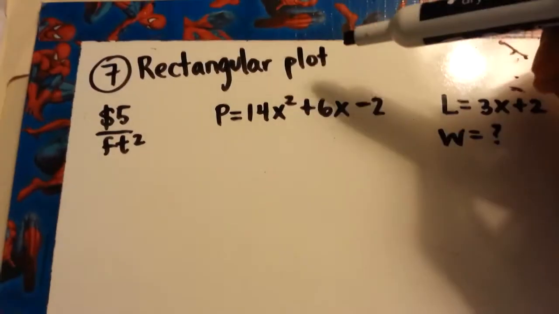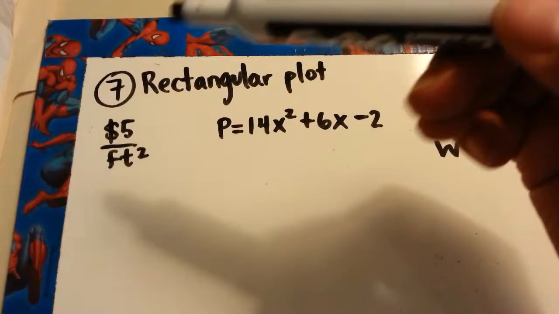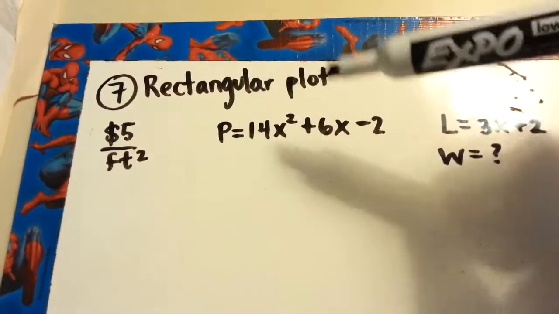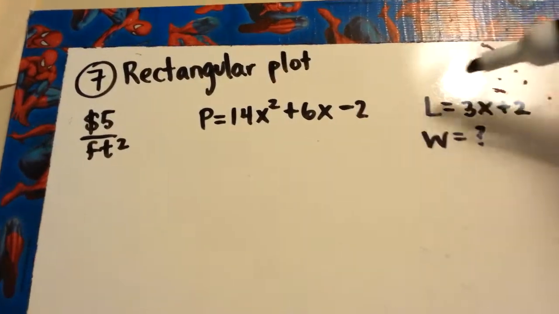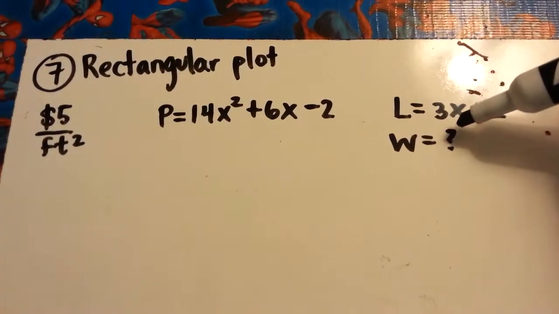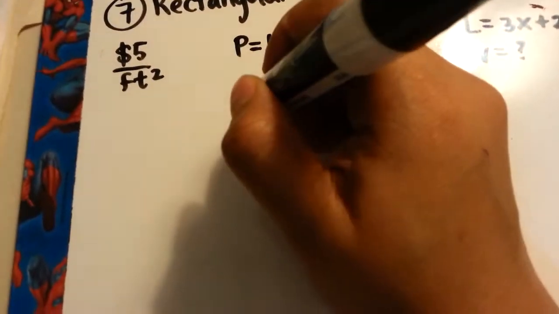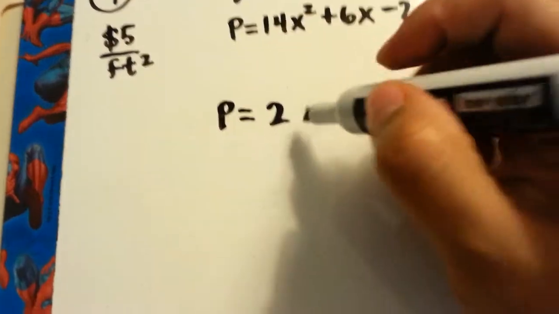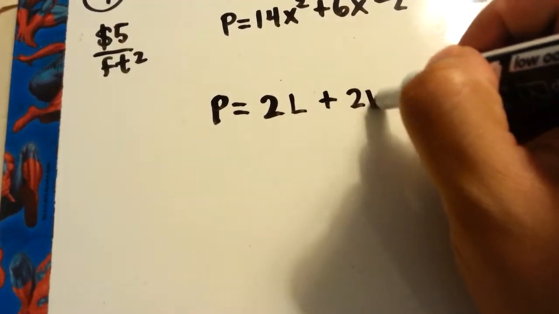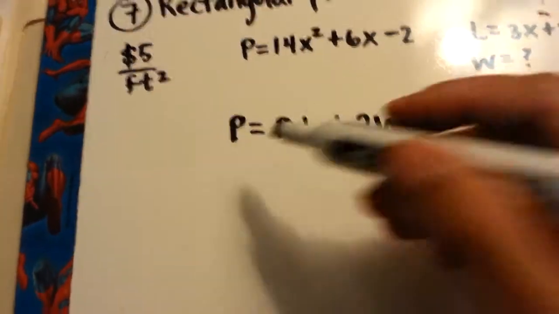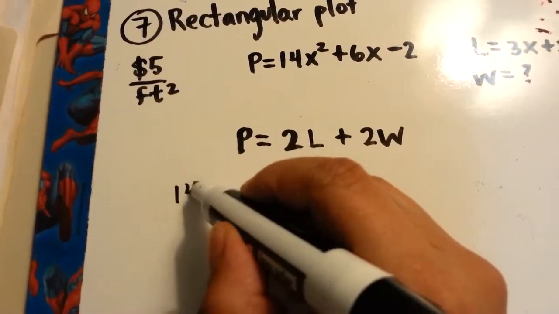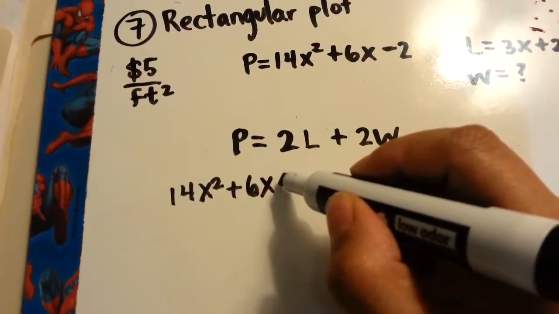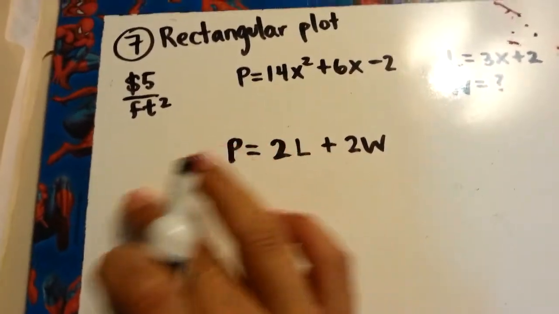For question number 7, you're given a rectangular plot. You're given the value per square foot. You're given the perimeter of your plot, and you're given the length, and you're asked to find the width. Well, in order to do this problem, you need to remember that for a rectangle, the perimeter is twice the length plus twice the width. W is what's missing, so for the perimeter, we're going to write 14x squared plus 6x. Let me move this a little bit more over here.